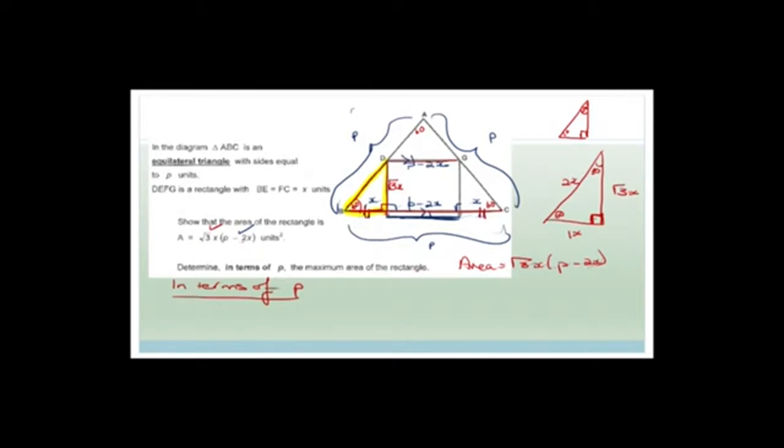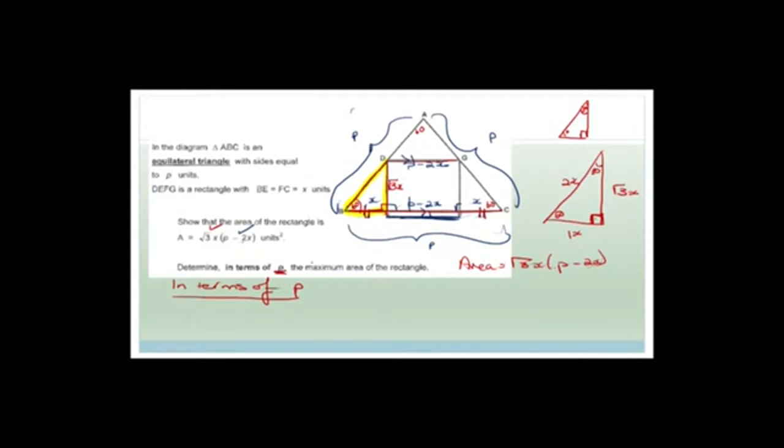So first we need to get this without any x's in it. Okay, so what do we know? We know all three sides equal P. This is P, that is P, and that is P. We also know that this is P minus 2X, and that's X, and that is root 3X. Sorry, I'm just having a look at something. So the only thing we have to do is, it says in terms of P, which means that there must be P in your answer.